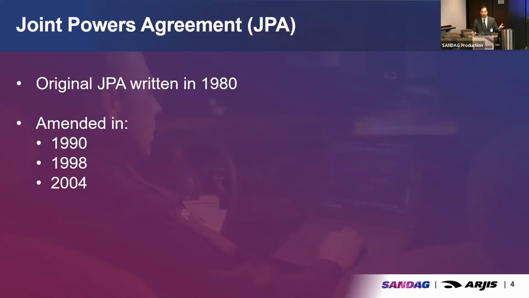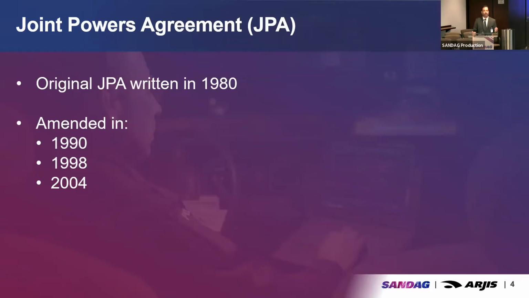So the original JPA was written in 1980, and it was amended in 1990, 1998, and in 2004. In 2004, as I mentioned previously, that's when the whole governance of Argus was moved over to Sandag. 2004 was 18 years ago. We're still using the same document today to govern Argus. It's long in the tooth. It needs to be replaced. I should say it needed to be replaced.